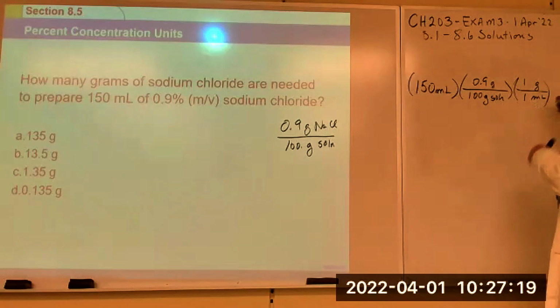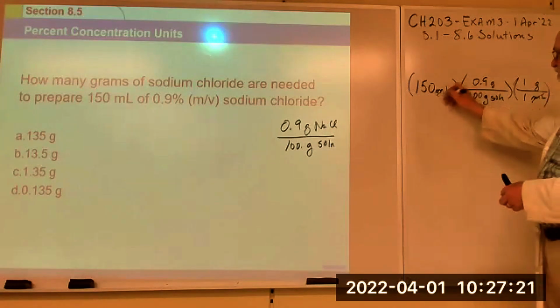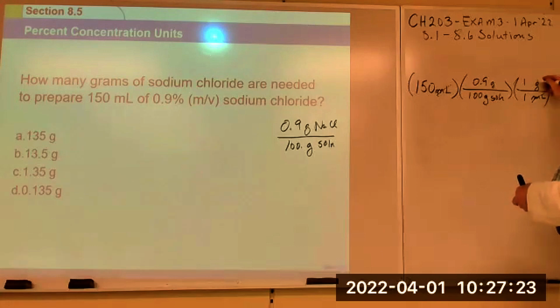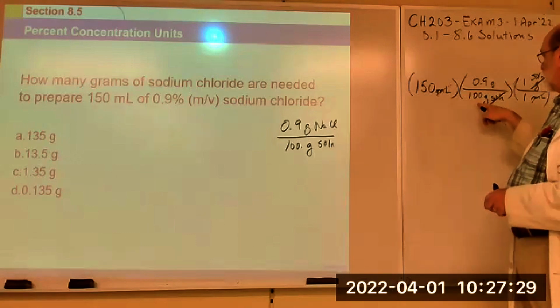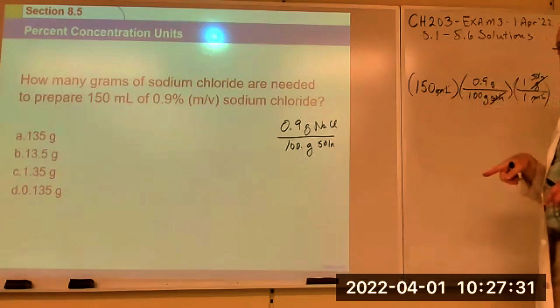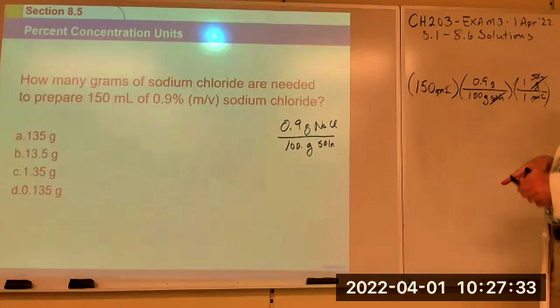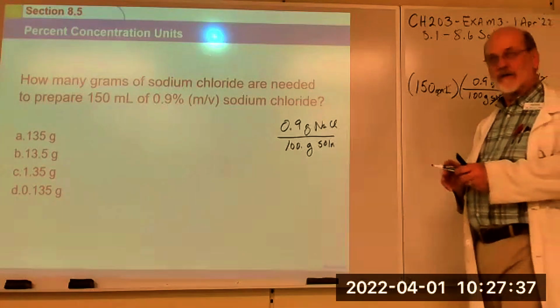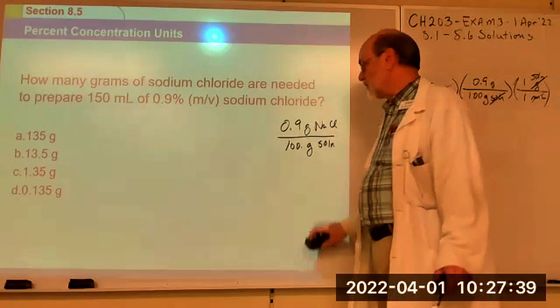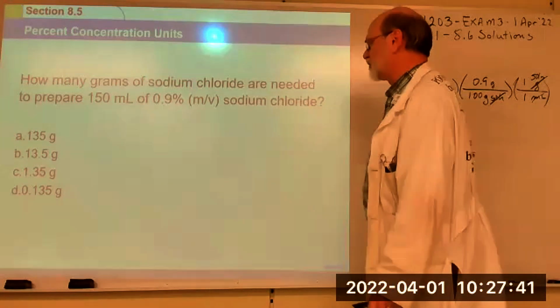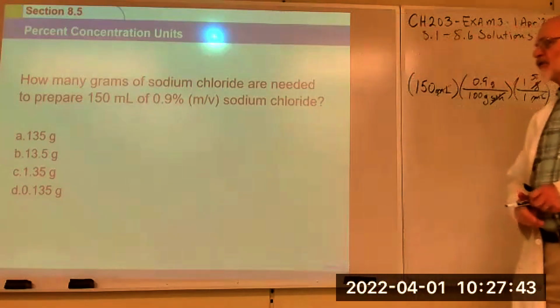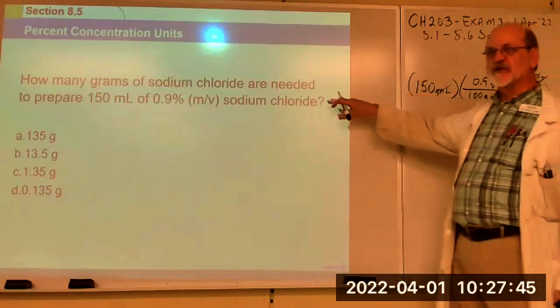Okay, so here I converted milliliters to grams of solution. And then now that cancels. And now we can say 150 divided by 100 times 0.9. And that should give us 1.35 grams of sodium chloride contained in that solution. So the trick to that one was assuming the density of this solution is the same as water.